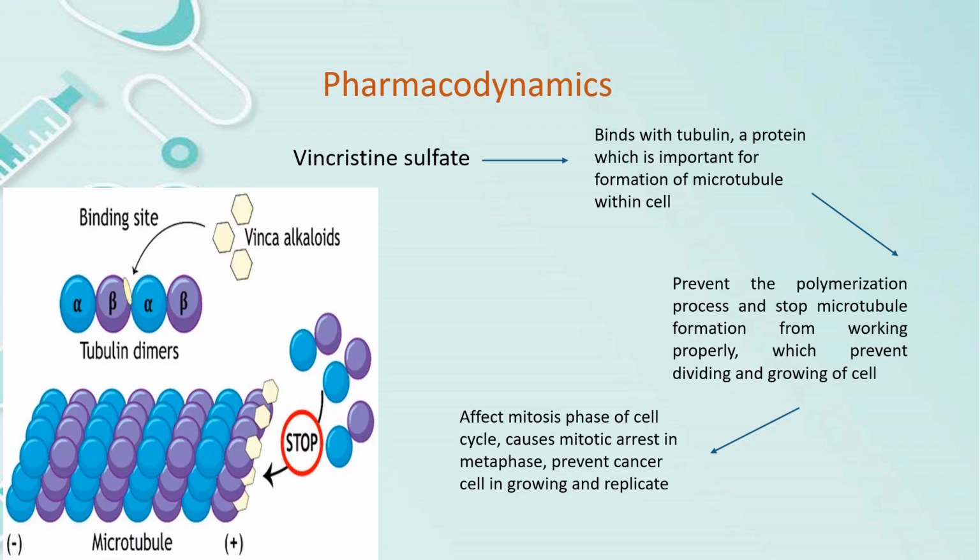Here is the pharmacodynamics of vincristine sulfate. Vincristine sulfate binds with tubulin. Tubulin is a protein which is important for the formation of microtubules within the cell. It prevents the polymerization process and stops microtubule formation from working properly. Microtubules are essential for separating chromosomes during cell division. Vincristine disrupts this process, which prevents the growing and dividing of cells, affects the mitosis phase of the cell cycle, and causes mitotic arrest in metaphase. As a result, it prevents cancer cells from growing and replicating.